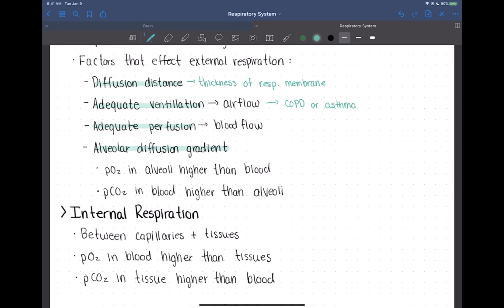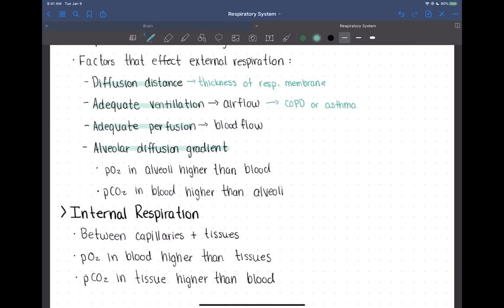If there's an increase in viscosity of the blood, that could slow down perfusion. Anemia could decrease perfusion, just by decreasing that oxygen carrying capacity, or even something blocking blood flow, like a clot or a thrombus. A pulmonary embolism could do that also. So we need good blood flow and good airflow.